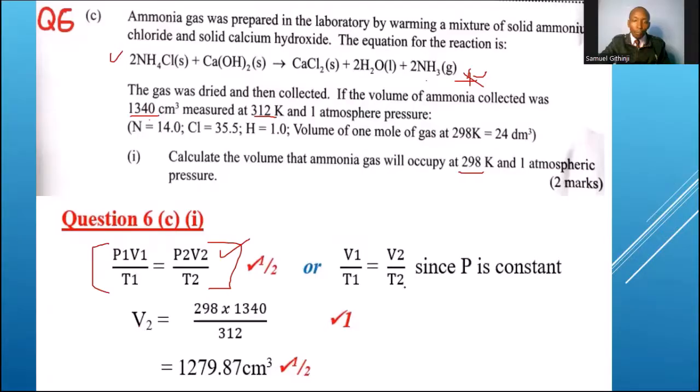Volume 2 will be given by temperature 2 times volume 1, because I'm cross multiplying here, then divided by temperature 1, just that. After doing that, my student, you get this answer there. It's a matter of substituting your values here, and then you get the value of volume 2 at room temperature here. With that, follow the working I've done, my student.